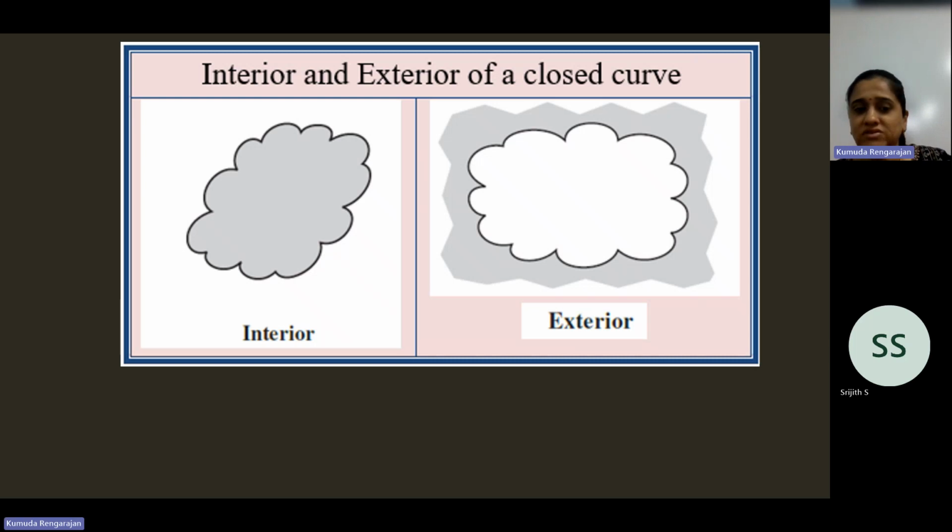The shaded region represents the interior of the curve. The blue shaded region represents the interior of the curve. And in the second figure, the white portion is the interior. The blue portion is the exterior. In the second figure, the white portion is the interior of the curve. The blue portion is the exterior of the curve.